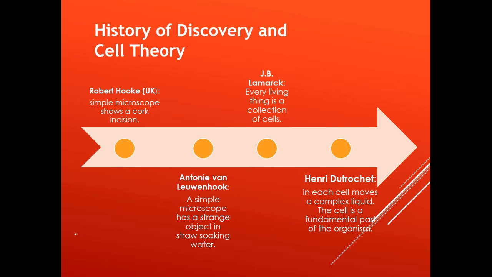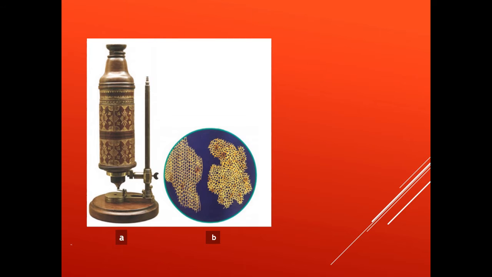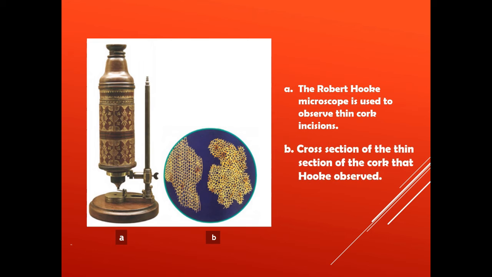And the fourth guy is Henry Dutrochet. He stated that in each cell moves a complex liquid, and the cell is a fundamental part of the organisms. This is the history of the first cell theory discovery.